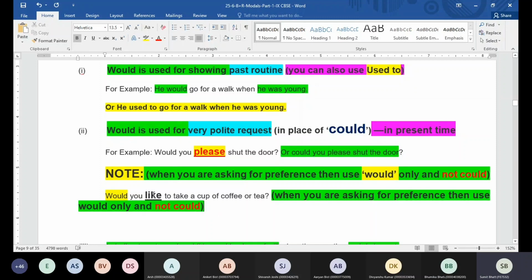So whenever we find the word like and the word love, in that case we are talking about the preference of the person. Like, would you like to take a cup of coffee or tea? So that's going to be correct.